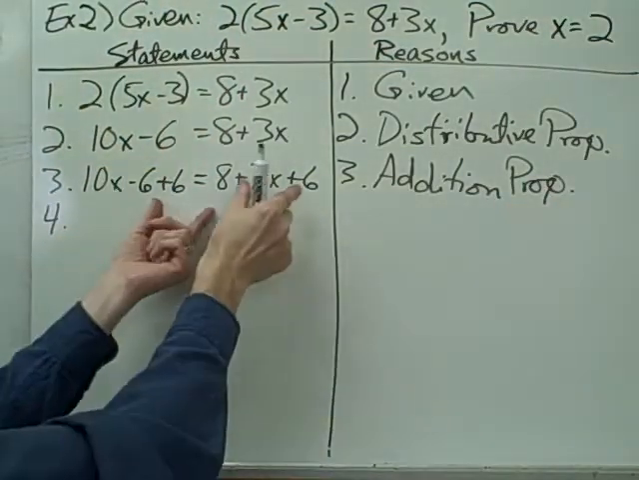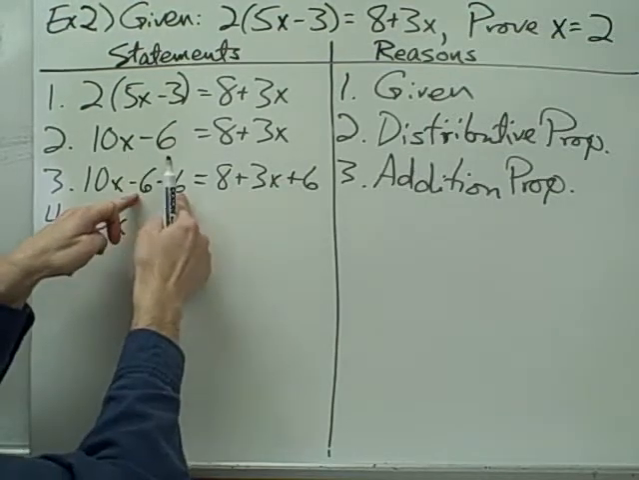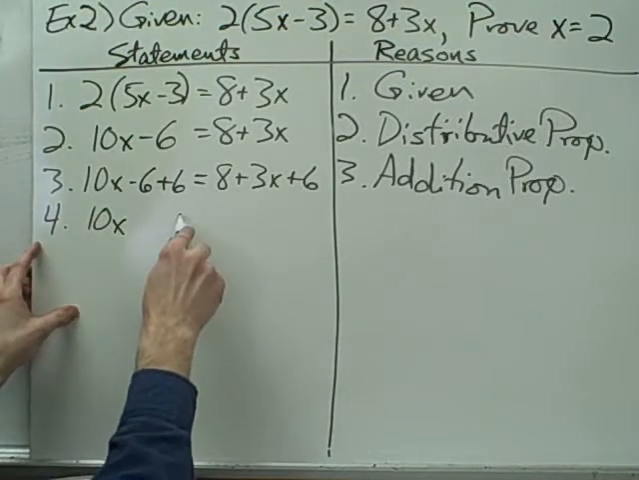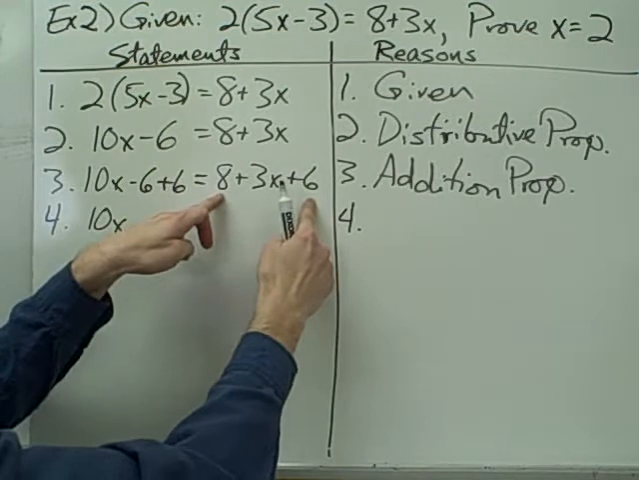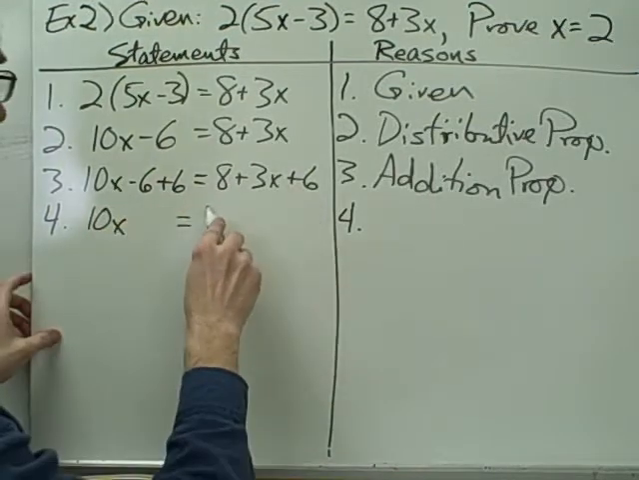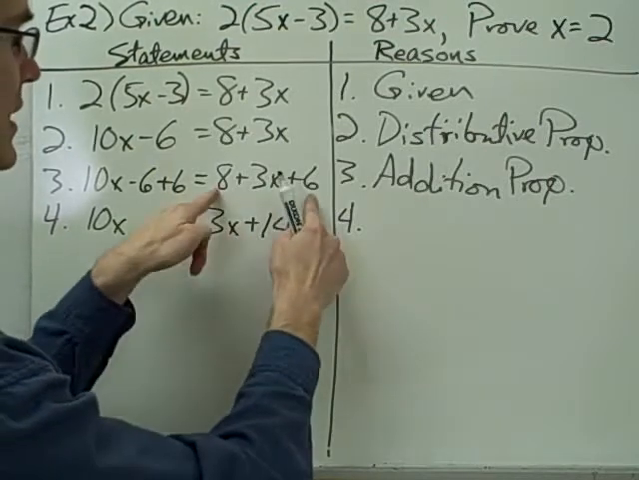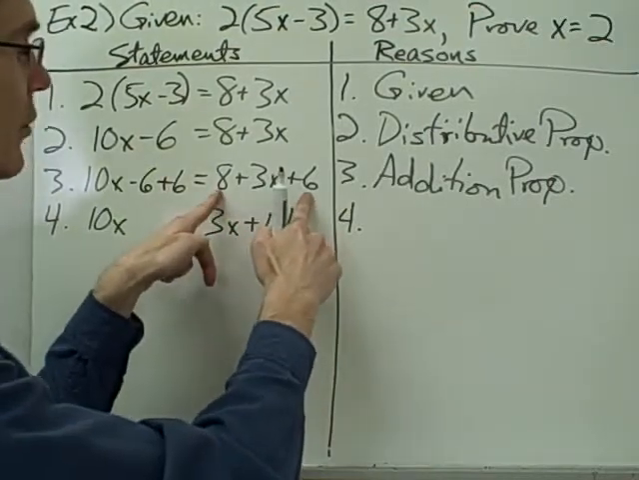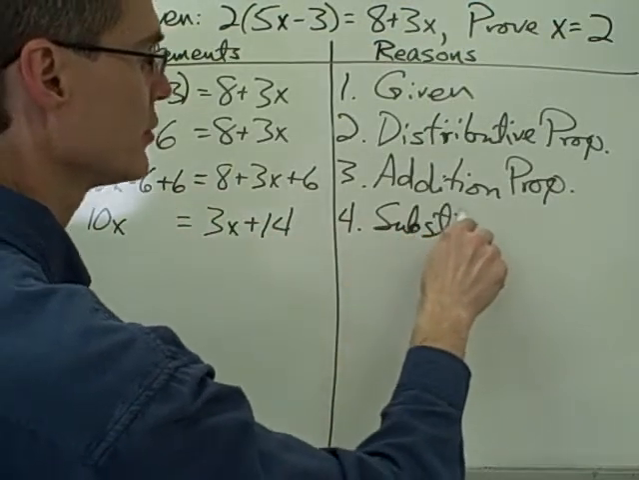Step number 4, I want to collect like terms again. 10x minus 6 and plus 6, I'm going to substitute 0 for that, so that just leaves me with 10x over here. And collecting like terms here, 8 and 6 gives me 14, so I'm going to substitute the quantity 14 for 8 plus 6, so I'm using my substitution property.